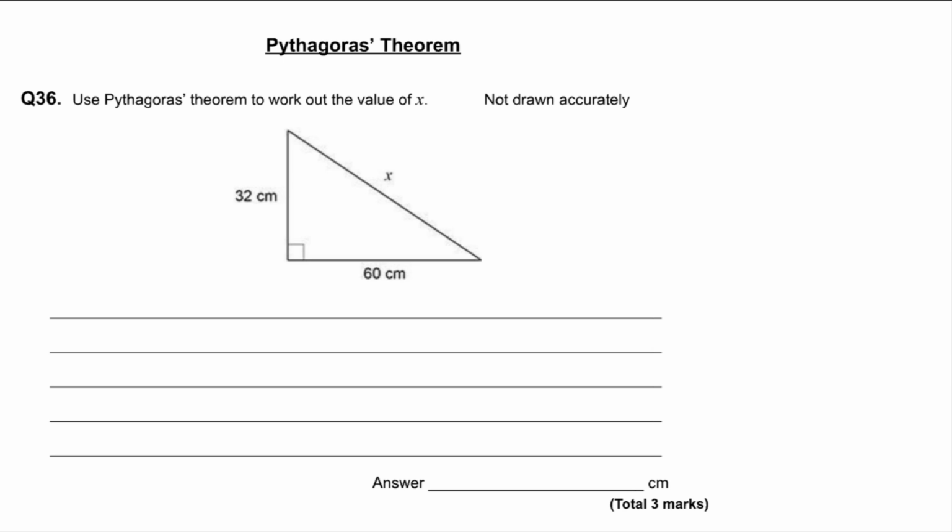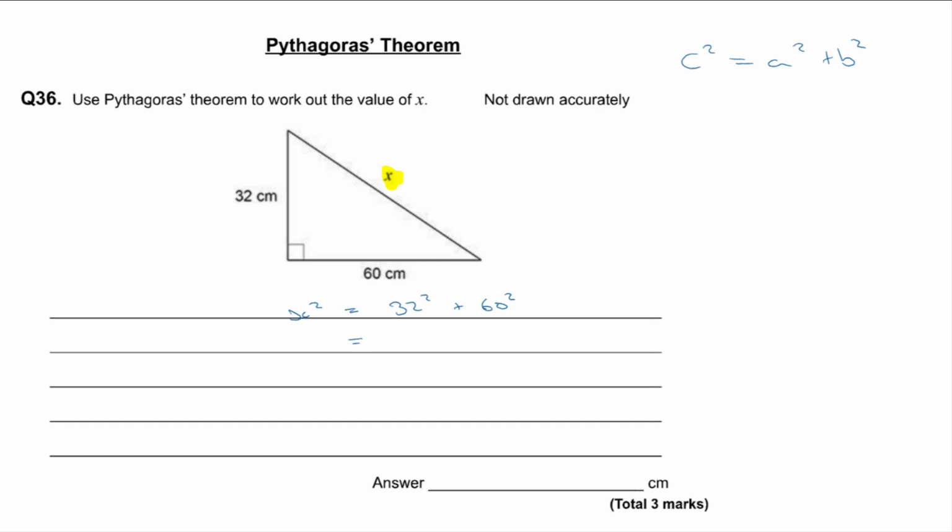Next up, Pythagoras Theorem. So we should know that c squared equals a squared plus b squared. I hope so, because we're going to be using it a lot today. So what have we got? Use Pythagoras Theorem to work out the value of x. Okay, well there's x over here. It's the long side of the triangle. So we're going to be squaring and adding and square rooting here. So x squared is going to be the other two added together and squared. Then it's going to be 32 squared plus 60 squared.